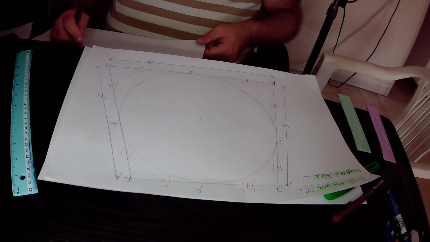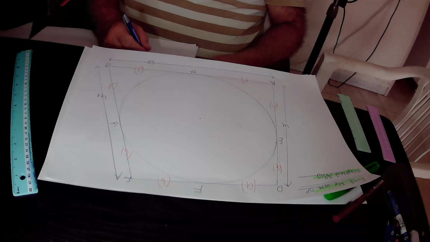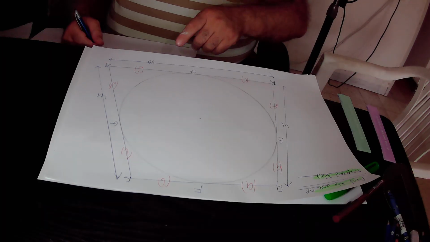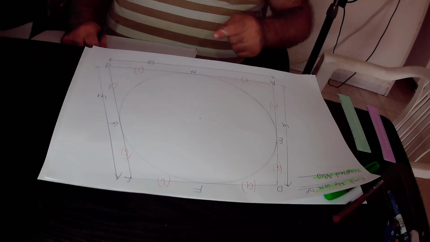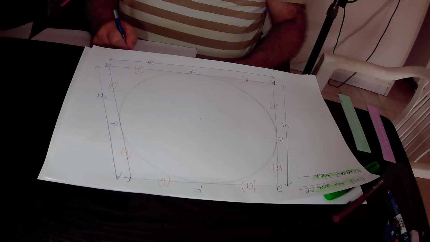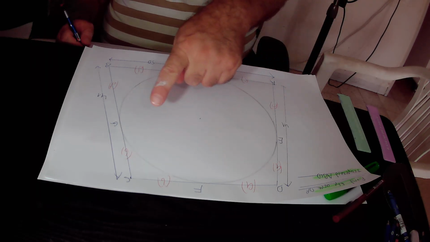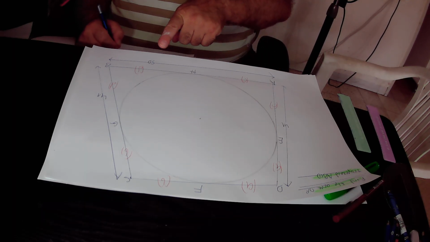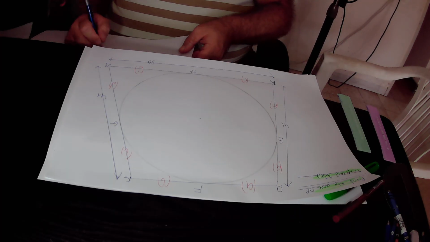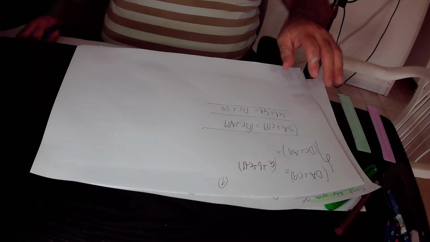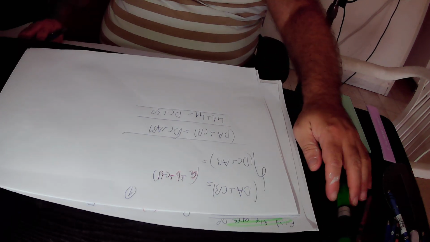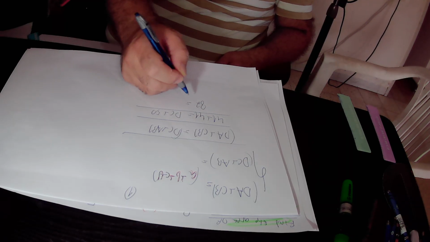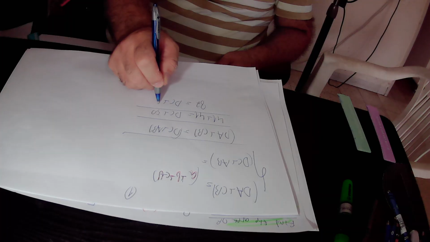DA is 41, plus CB is also 41, and it is equal to DC, the missing side, so leave it as it is, plus AB, which equals 50, according to what is given in the question. So in total, we have found out that 41 plus 41 equals DC plus 50. 41 plus 41 is 82, so 82 equals DC plus 50.